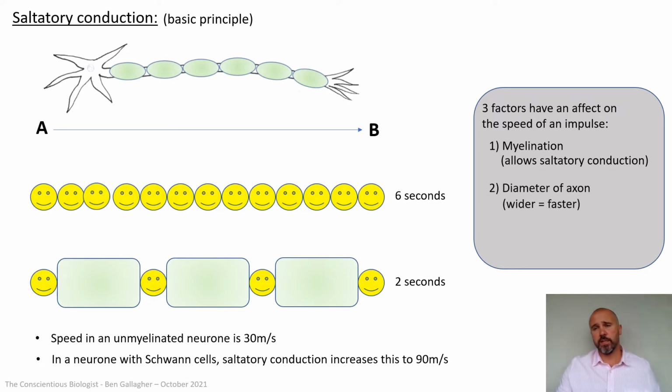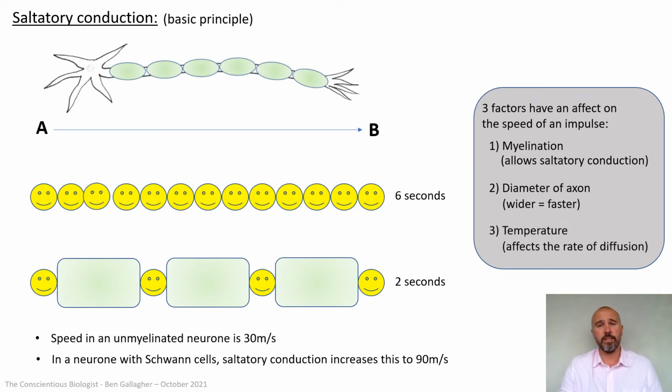The second factor, though, is the diameter of the axon. Thick axons allow for very fast nervous signaling. It's because you get less leakage of the ions if there's volume inside with which those ions can be retained. So it's about leakage there. Don't worry about that though. All you need to worry about is wider, thicker axons carry signals faster than narrow, thin ones.